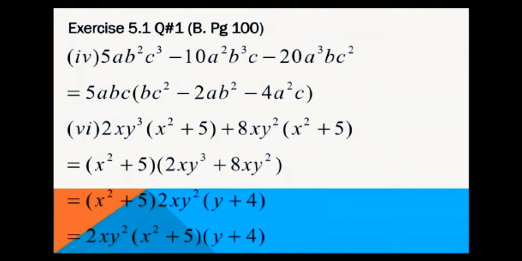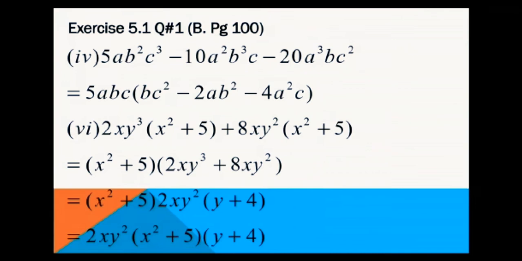5 2s are 10. a has been taken out, b has been taken out, c has been taken out. So a b square is left over. In the third term, 4a square c will come. So this is the factorized form. I hope it is easy for you.